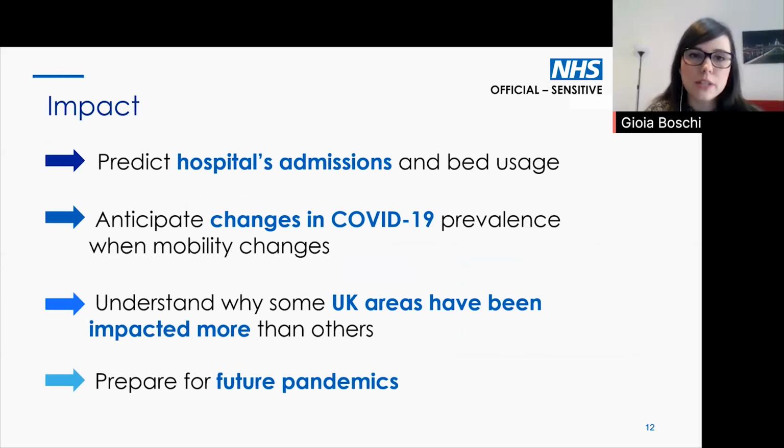The impact of my project is wide. In fact, a possibility for the NHS is to take this model one step further and use it to predict hospital admissions and bed usage. Moreover, the NHS can anticipate changes in COVID-19 prevalence starting from this model when mobility changes. Another possibility is to use this model to start understanding why some UK areas have been impacted more than others. And finally, the model will help the NHS prepare for future pandemics, understanding the role of mobility for future modeling.